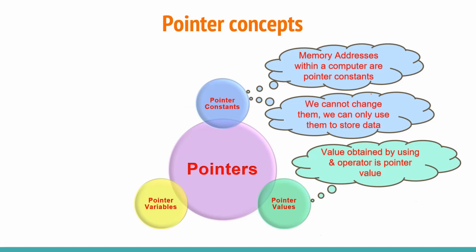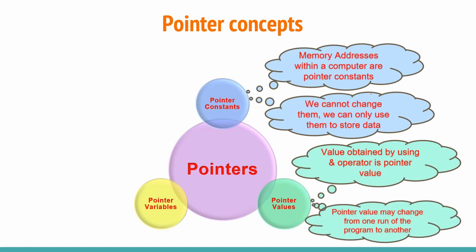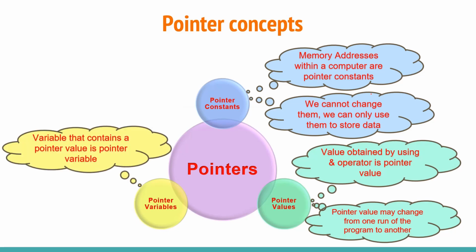So the C expressions that we wrote in the previous slides, like B equal to ampersand A, C equal to ampersand A, whatever value we stored there in C or B, we refer to it as pointer values. It is to be noted that pointer values may change from one run of the program to another. Next we have pointer variables. A variable that contains a pointer value is a pointer variable. Syntactically in C, we create a pointer variable by preceding its declaration with a star.